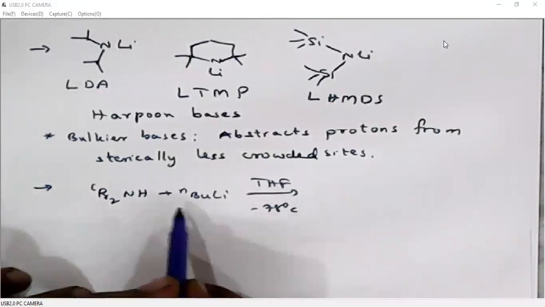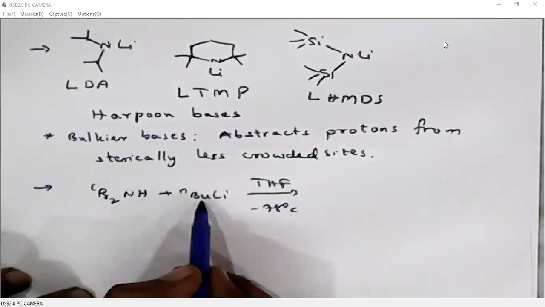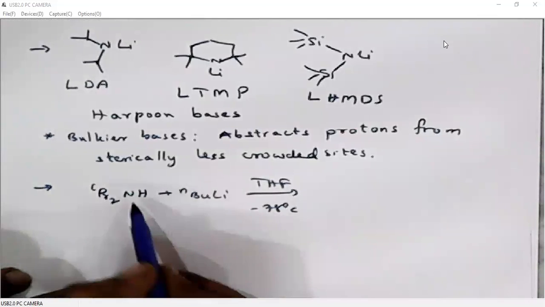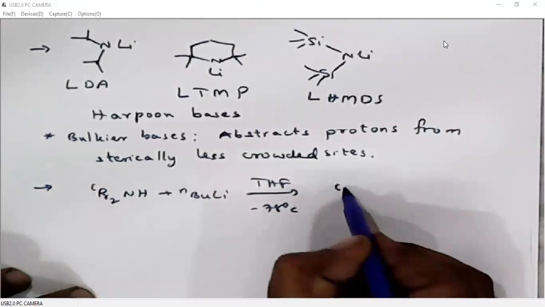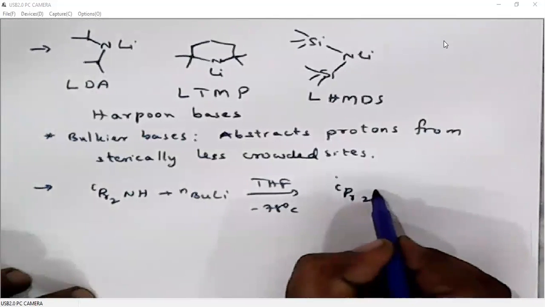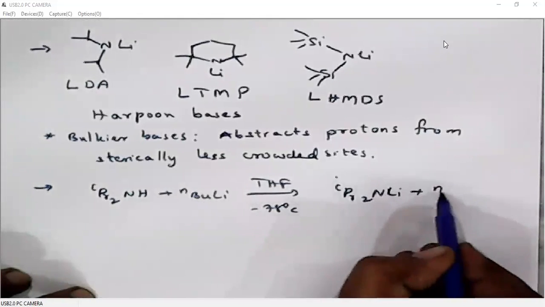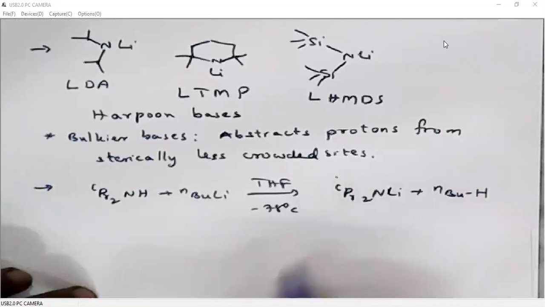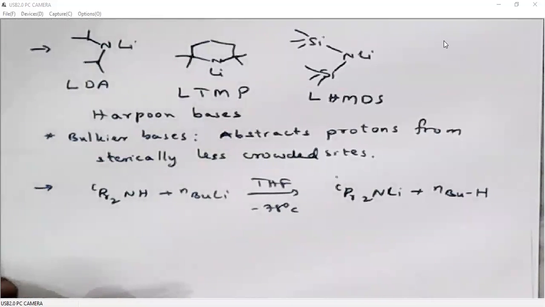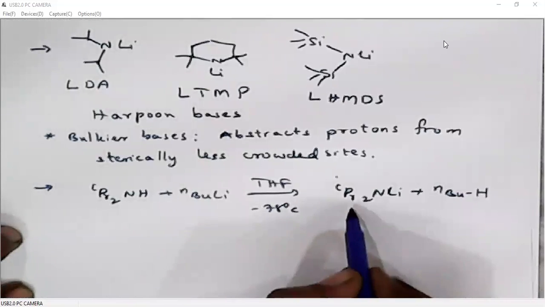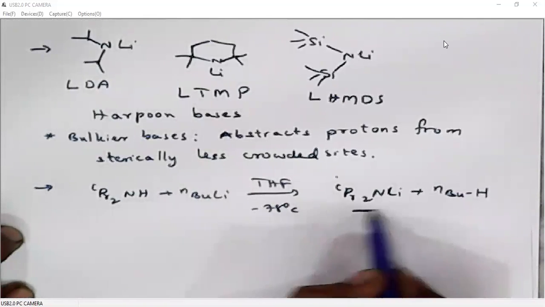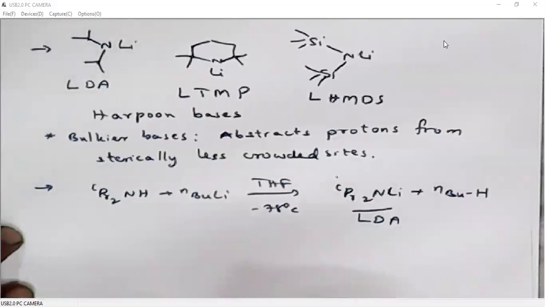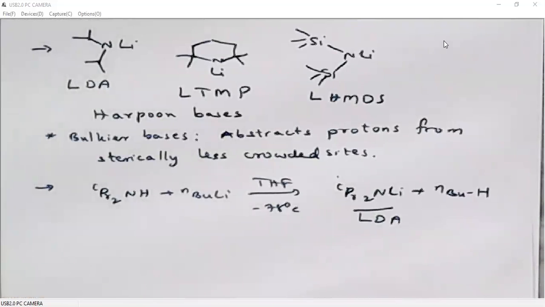So when we mix these two, the butyl anion of n-butyl lithium will pick up this proton. So it generates lithium diisopropylamide, LDA, plus n-butane. Of course, n-butane is a gas, so it will escape from the reaction mixture. So ultimately, when we mix these two, we have only LDA. This is how we can easily prepare these bases in situ. Whenever we want to use them, we can readily prepare them.